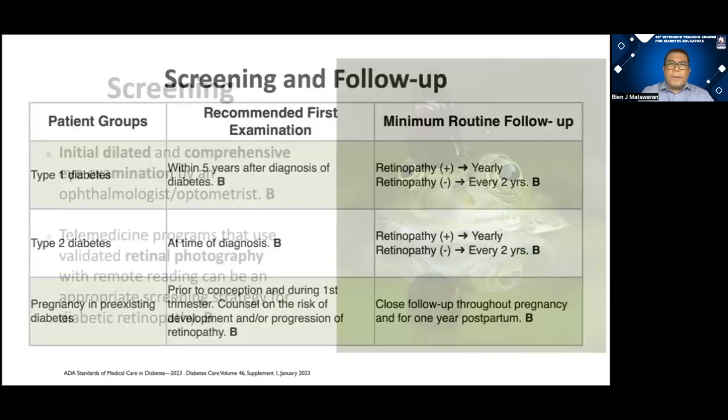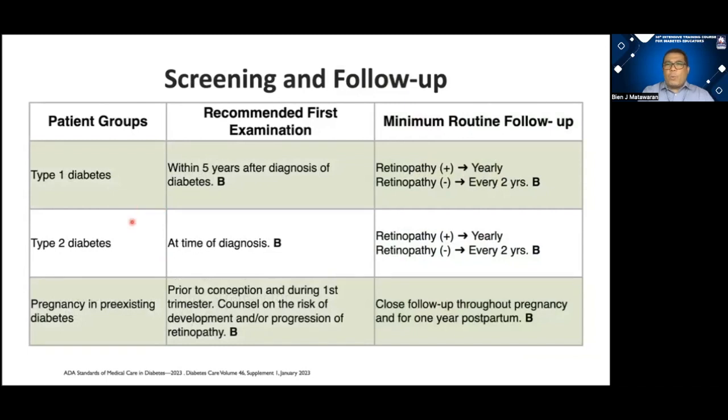And we screen our patients depending on what type of diabetes your patient has. For someone with type 1 diabetes, it is recommended that they are screened within 5 years after diagnosis. For type 2 diabetes, they should be screened at the time of diagnosis. And in pregnancy, those with pre-existing diabetes, meaning those with type 1 or type 2 diabetes wanting to get pregnant, should be screened for retinopathy prior to conception and during the first trimester, and counseled about the risk of developing and or progression of retinopathy if it is present.